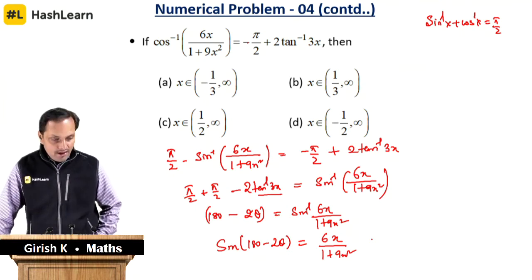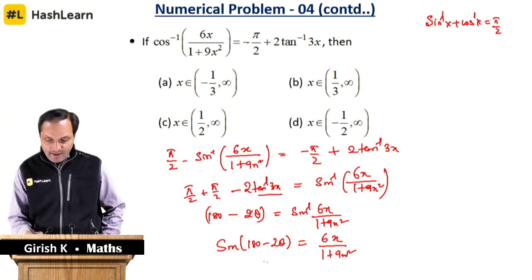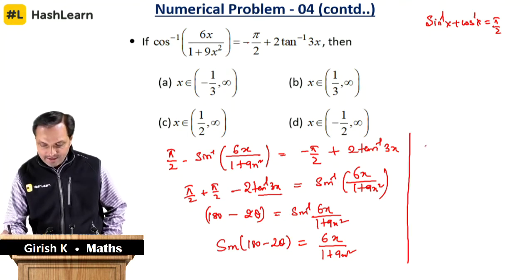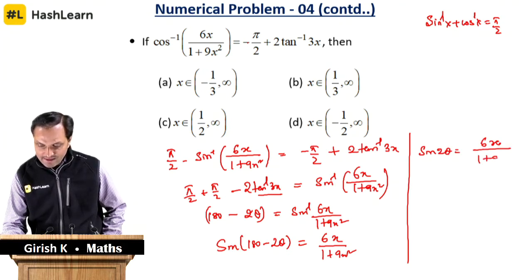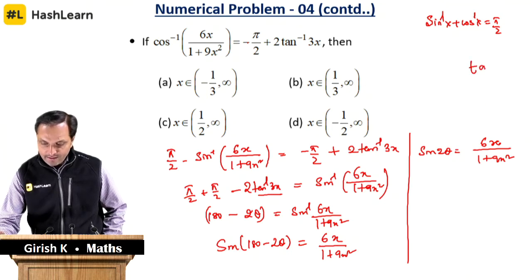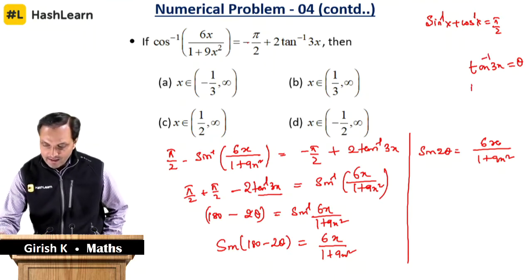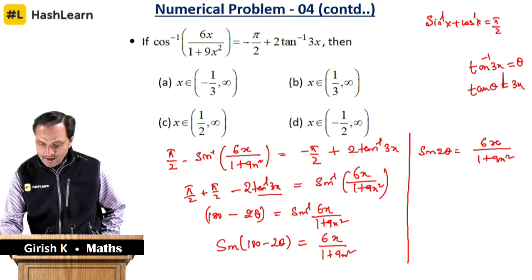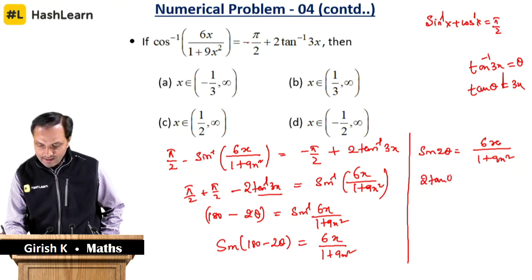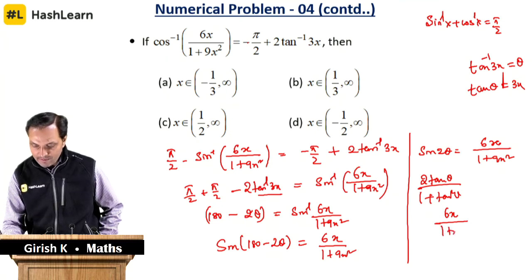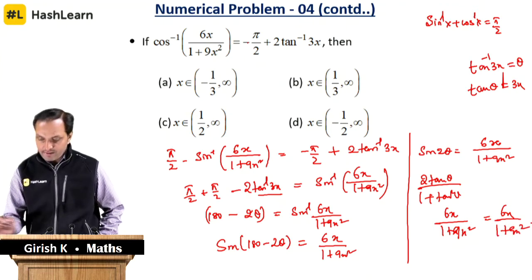Now look at this, 180 minus 2 theta. What is 180 minus 2 theta? That is nothing but sine 2 theta. So this is 6x by 1 plus 9x square. What have you taken? Tan inverse of 3x as theta, then tan theta will be 3x. So sine 2 theta is 2 tan theta divided by 1 plus tan square theta. Again, if you substitute, you will get 6x, that is 3x into 2 is 6x by 1 plus 9x square is equal to 6x by 1 plus 9x square.